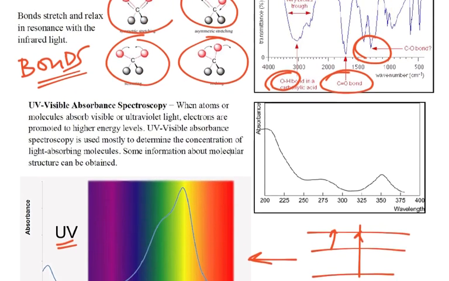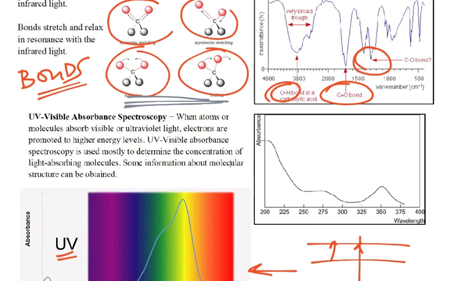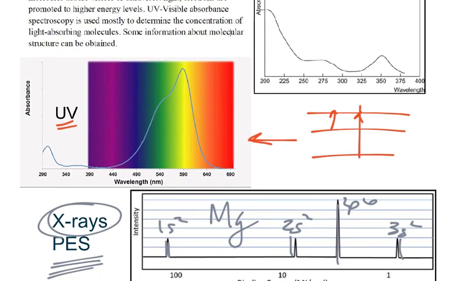Infrared will excite bonds. You can tell what the bonds are doing. And with UV and visible, we can excite the valence electrons. And with X-rays, we can excite those core electrons. And that's what you need to know for 9.2.